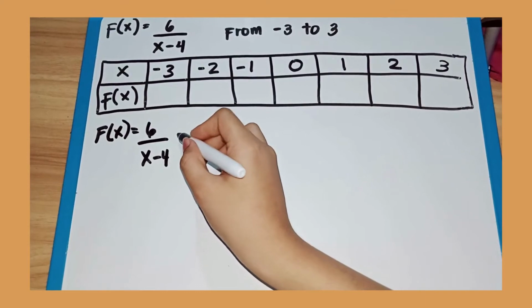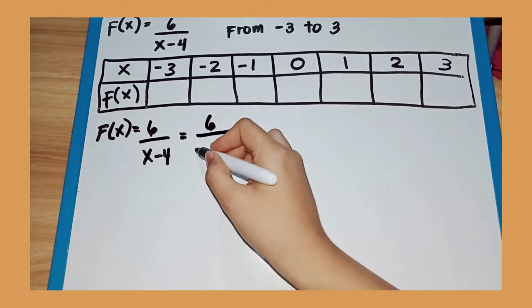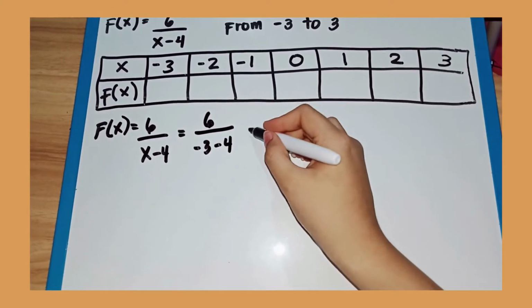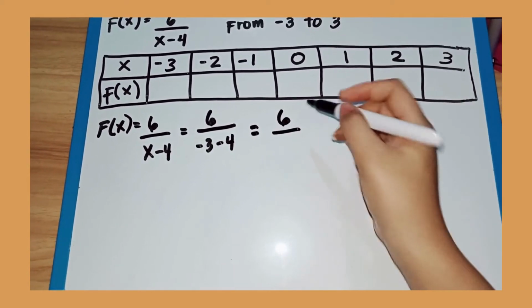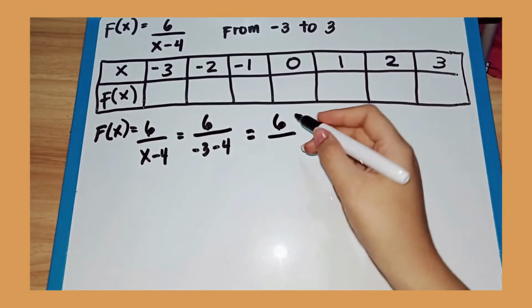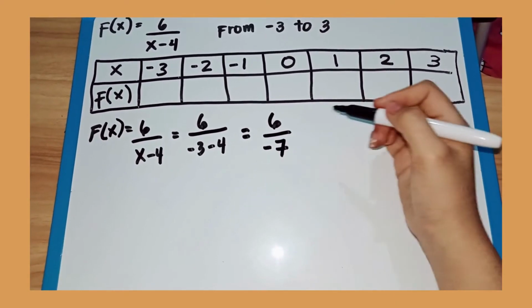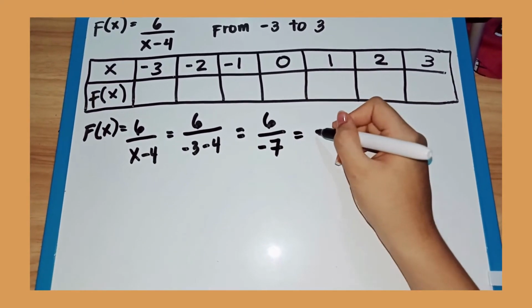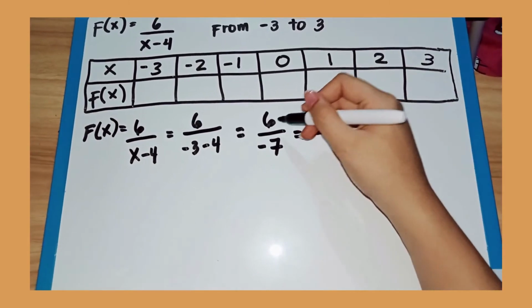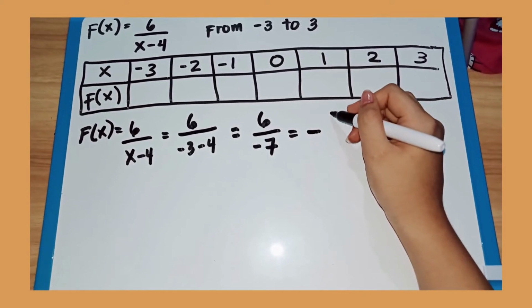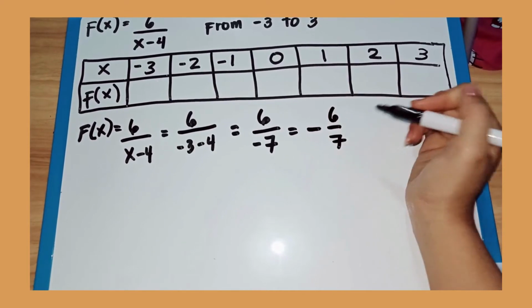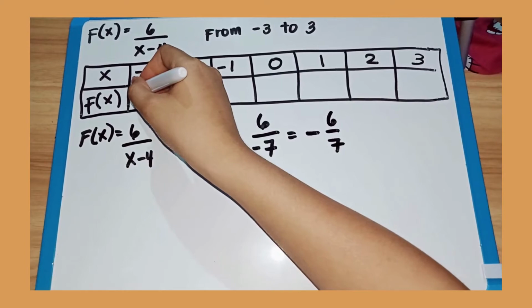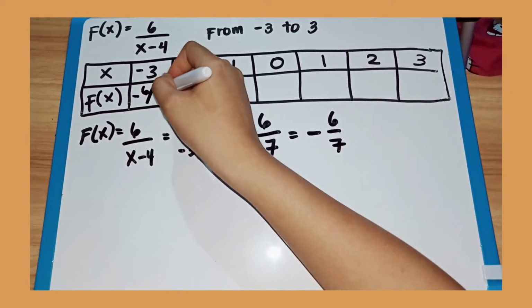So, this will be 6 over negative 3 minus 4. Yung x, pinalitan ko ng negative 3. Copy 6. Negative 3 minus 4, that is negative 7. So, dahil pareho sila, ito ay positive at ito ay negative, yung answer natin is negative. Yung 6 over 7, wala na siyang lowest term. So, this is negative 6 over 7. Yun na yung ating unang value. Lalagay lang natin dito, negative 6 over 7.